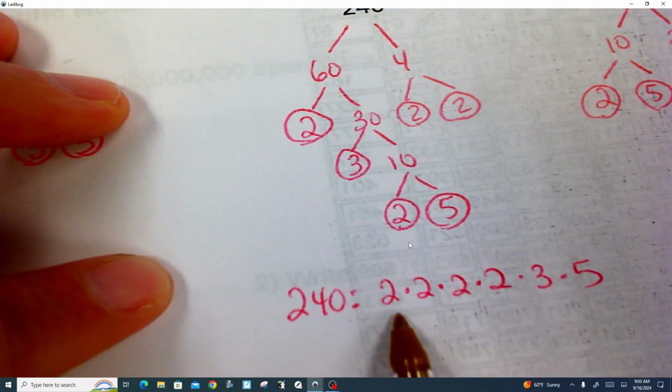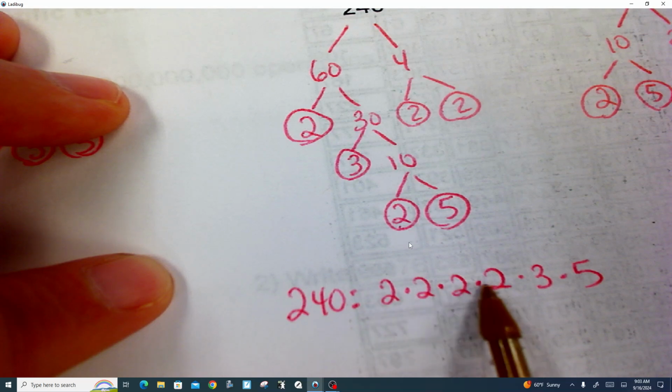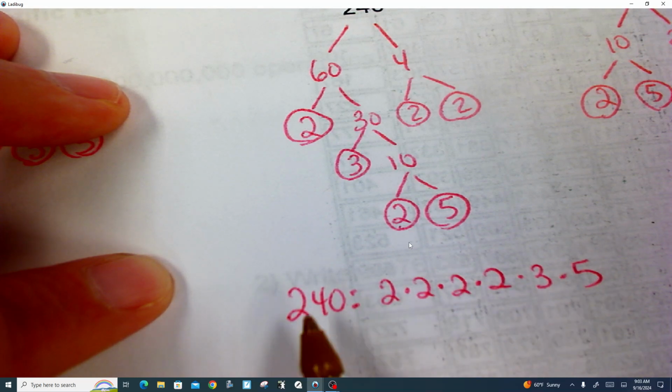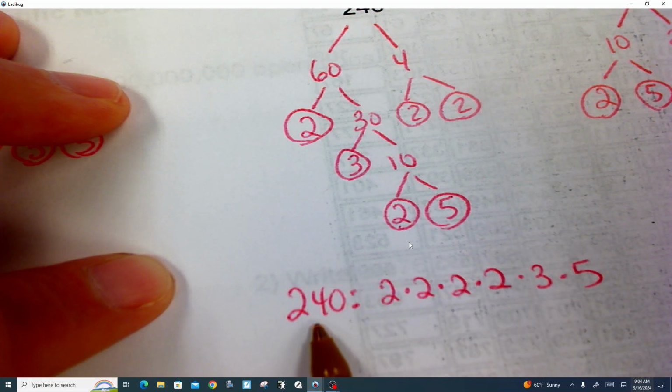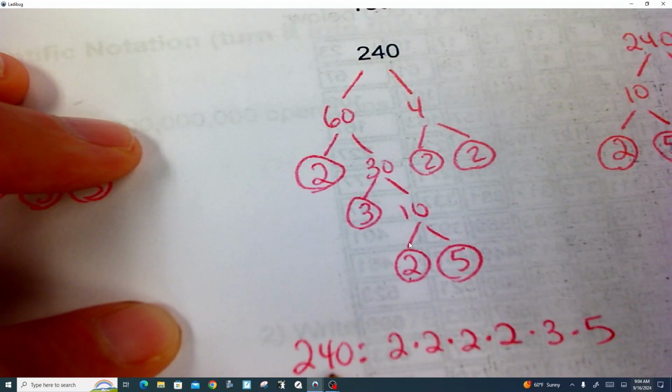And again, all that we mean is that if you multiplied all these numbers back up together, you should get 240. How do you know if you got the prime factorization? If you multiplied all your prime factors back together, do you get the number that you started with, 240?